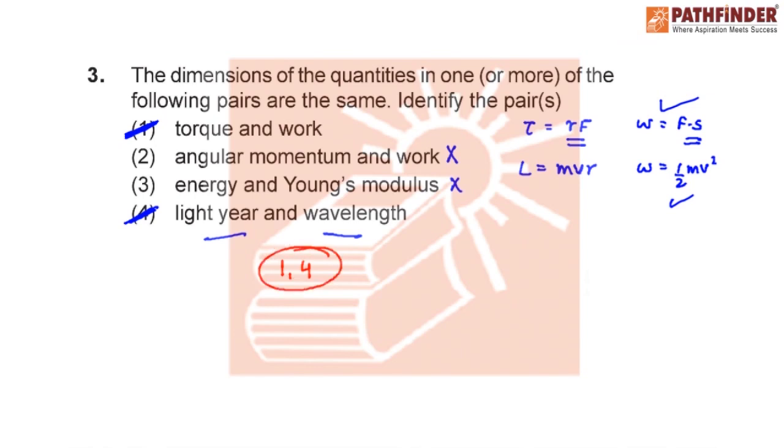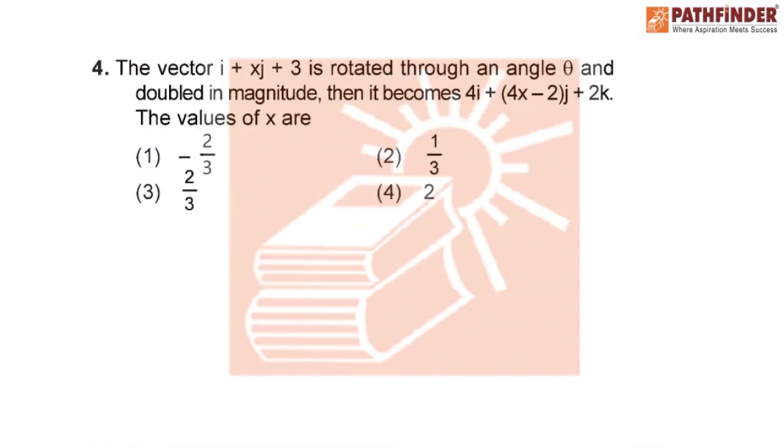Let us move to the next question. The vector I cap plus x j cap plus 3 k cap is rotated through an angle theta and doubled in magnitude. Then it becomes 4 I cap plus 4x minus 2 j cap plus 2 k cap. Then what are the values of x? We are asked the possible values of x.